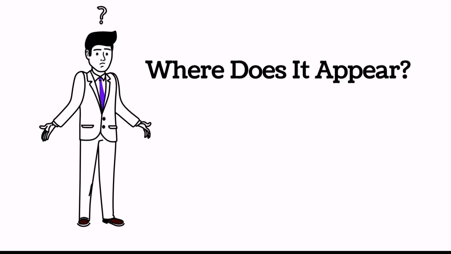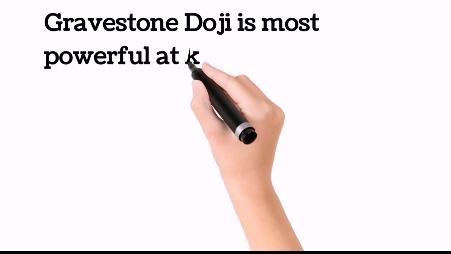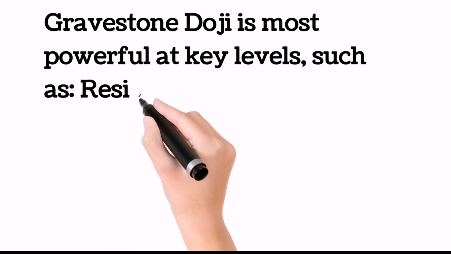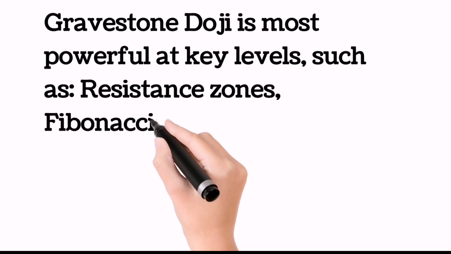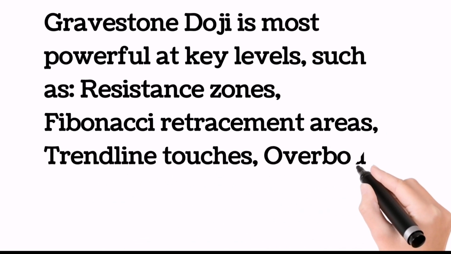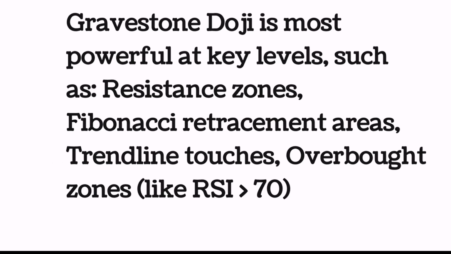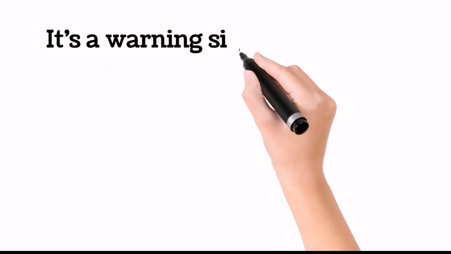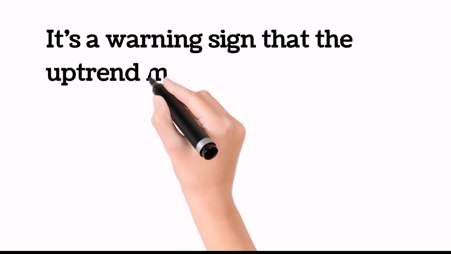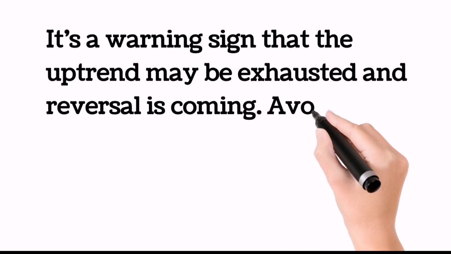Where does it appear? The Gravestone Doji is most powerful at key levels, such as resistance zones, Fibonacci retracement areas, trendline touches, and overbought zones like RSI greater than 70. It's a warning sign that the uptrend may be exhausted and a reversal is coming. Avoid trading it in the middle of a sideways market. Context matters.